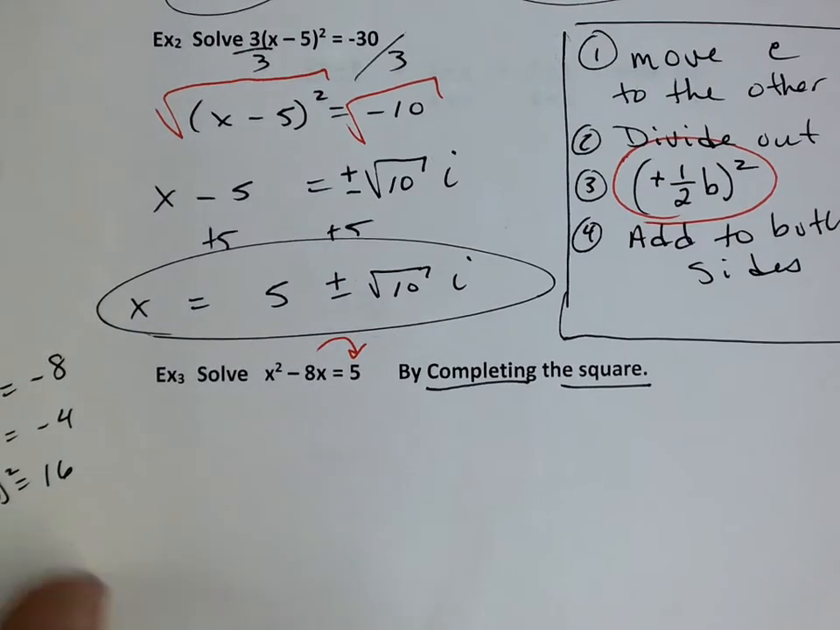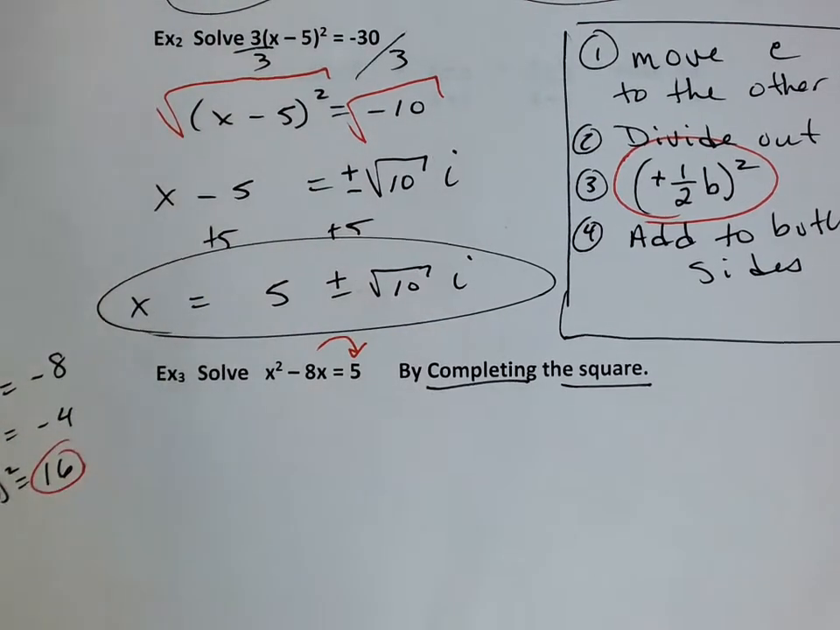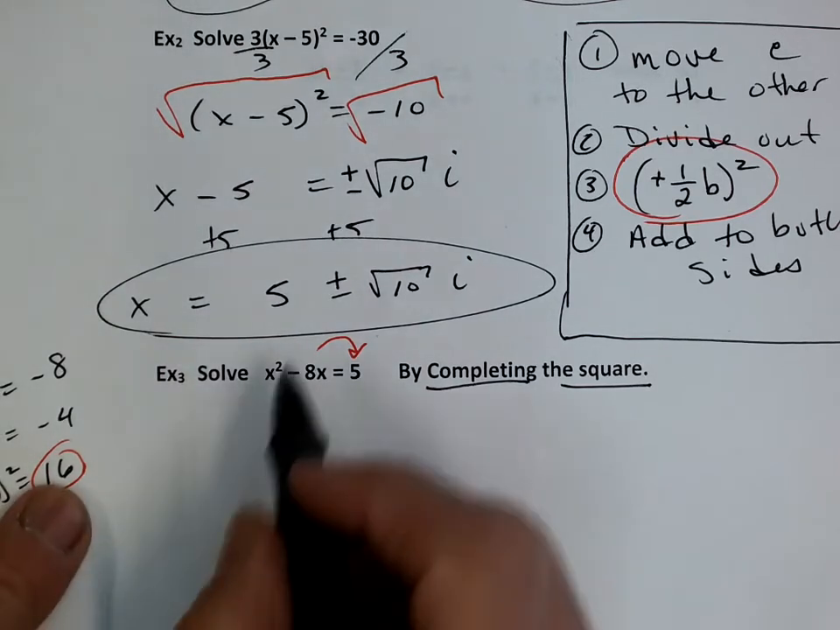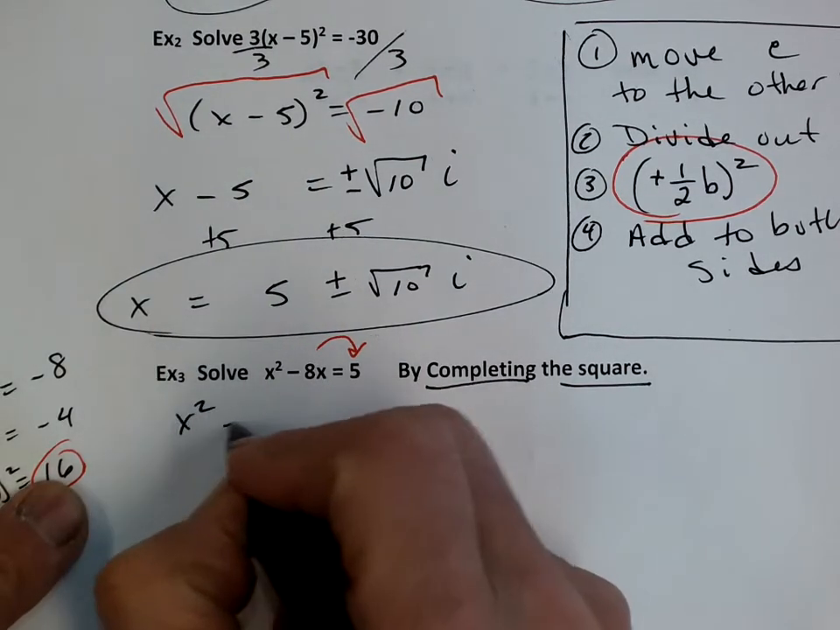So for us, it's 16, right? And the way this is going to work, I think you're going to see it when I get done. If I add 16 to both sides, I'll have an x squared minus an 8x.